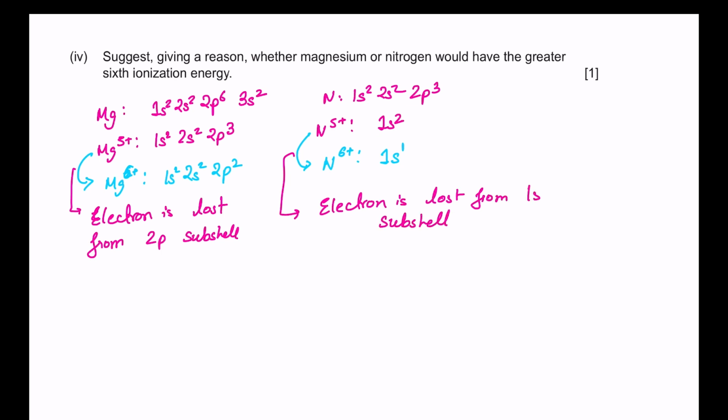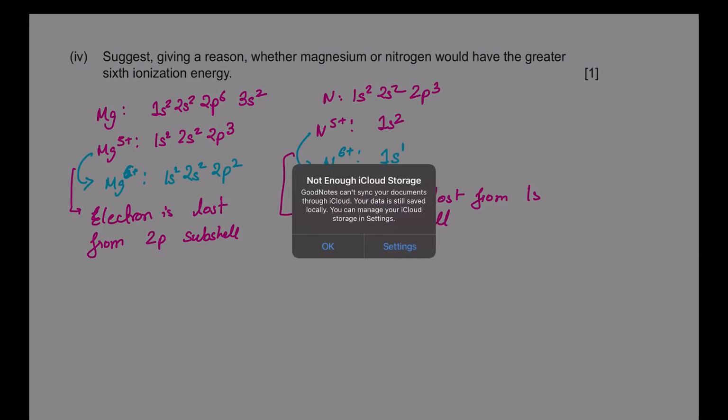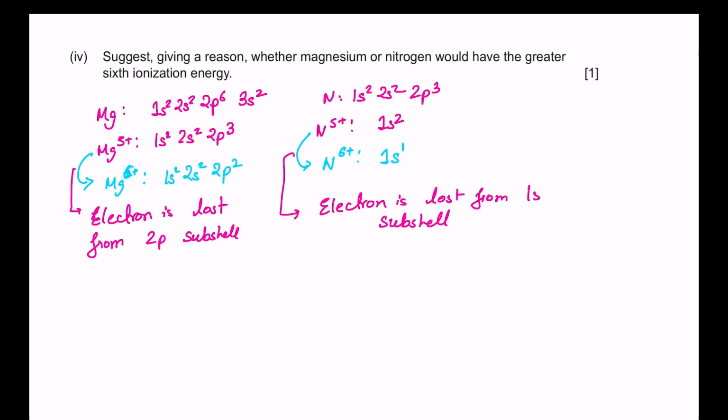Now as the 1s subshell is closer to the nucleus as compared to the 2p, the nucleus will attract the 1s electrons more strongly. So we would require a greater energy to remove an electron from the 1s as compared to the 2p. Hence we can say that nitrogen will have a greater 6th ionization energy.